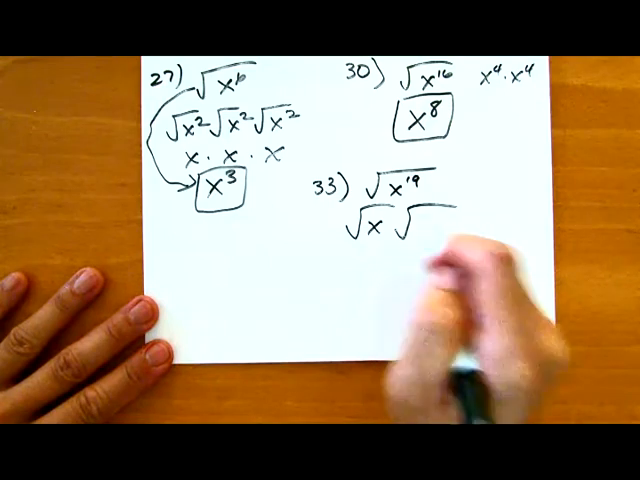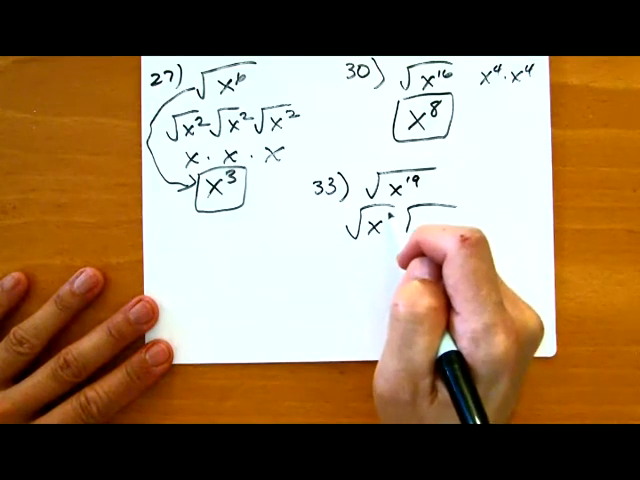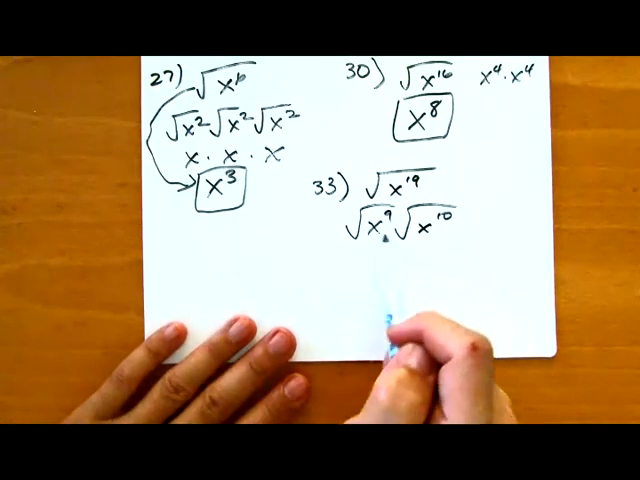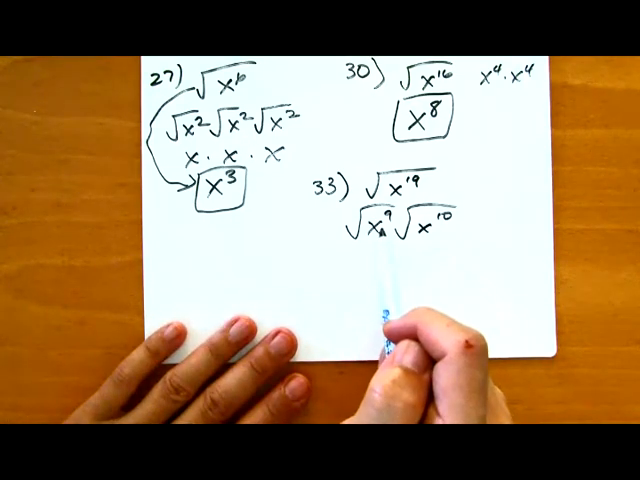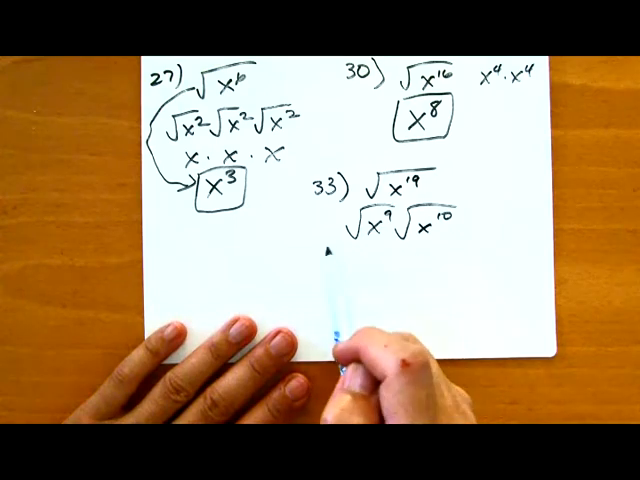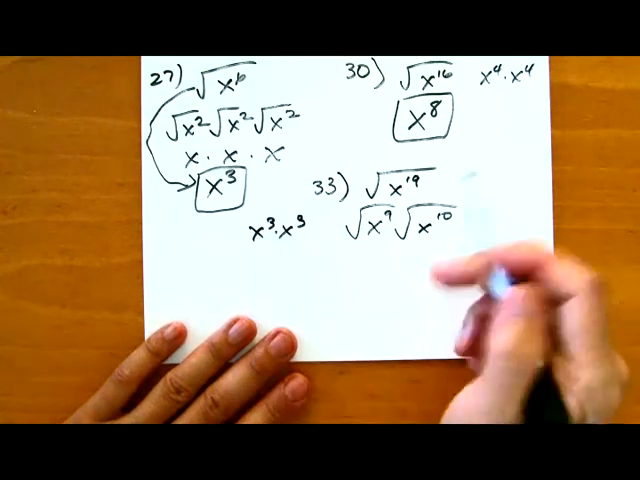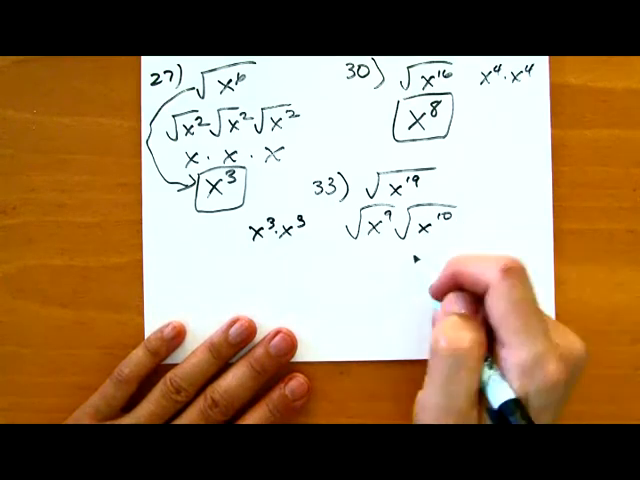X, 9 and 10. Don't get fooled here. You can't square root x to the 9. It's not x to the 3rd. X to the 3rd times x to the 3rd is x to the 6th. We can square root x to the 10th though. This is x to the 5th.